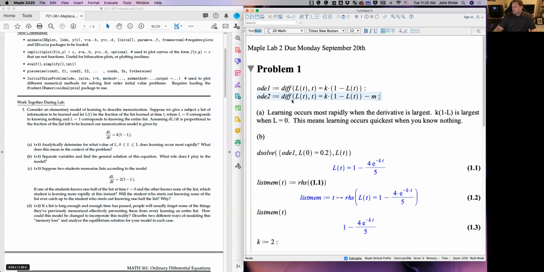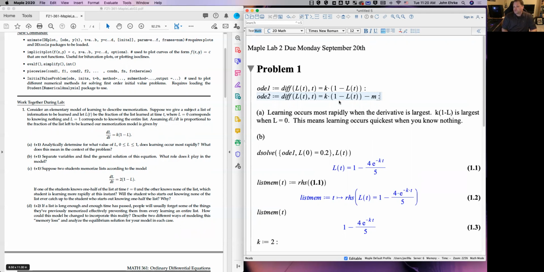So the units over on the left-hand side of the equation are the derivative units, which are percentage of the list per hour, right? So M is subtracting from that. So you could think of M as sort of the memory loss parameter. So like if M was 0.01, that would say that you lose 1% of the list per hour from your memory. Maybe that makes sense. Maybe that's a decent model to look at.